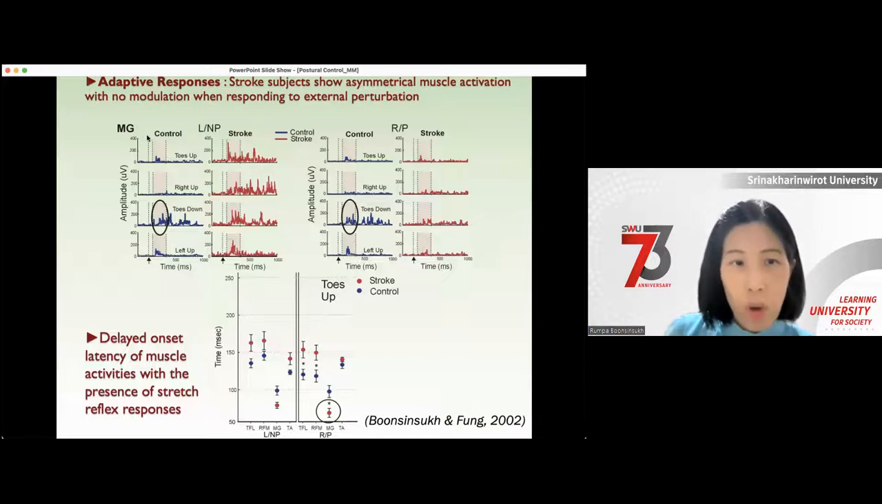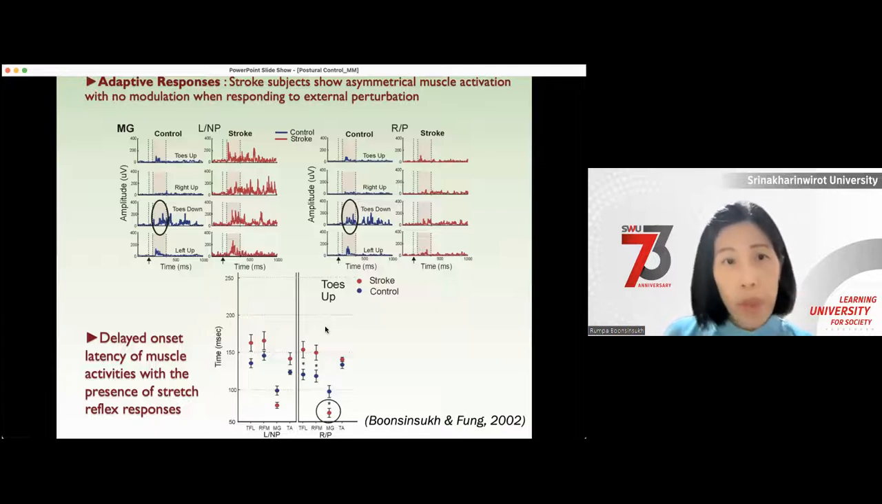So this study shows the EMG activity from the medial gastrocnemius on the left side, the non-paretic side, and the right side, the paretic side. So you can see that the muscle activation on the non-paretic side is overactivated, whereas on the paretic side it is underactivated. And the activation is not tuned to the direction of the perturbation. It activates maximally all the time, okay?